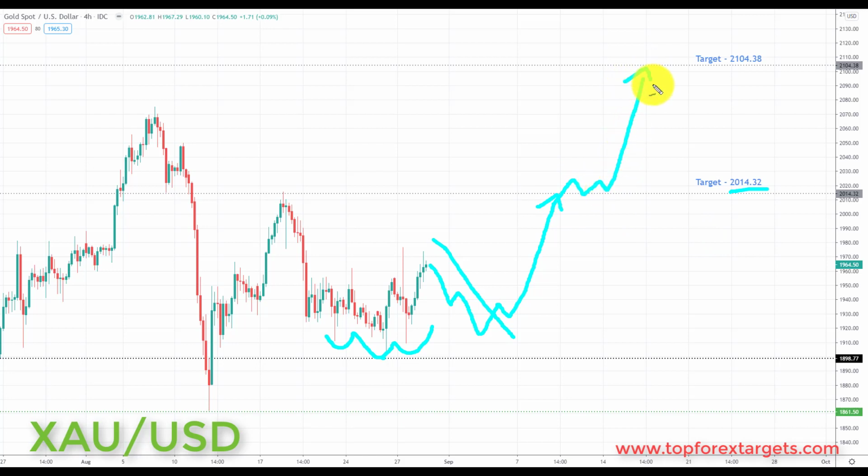And if we can get a break through here, we're going to be looking up towards the next key of resistance to the upside and target 2 at the 2104.38. So our target for next week is 2014.32, but just bear in mind to come up to the second target may take 2 weeks because of the distance between this target and where we currently sit.